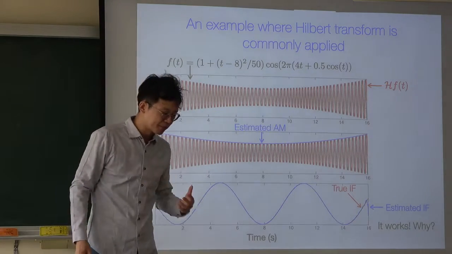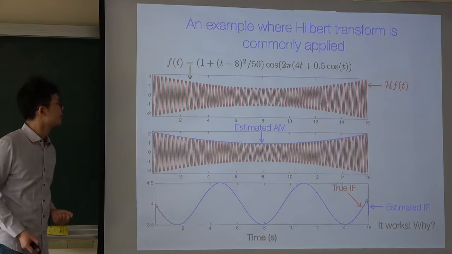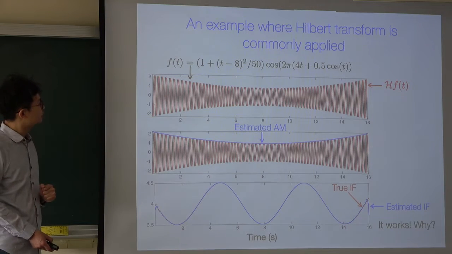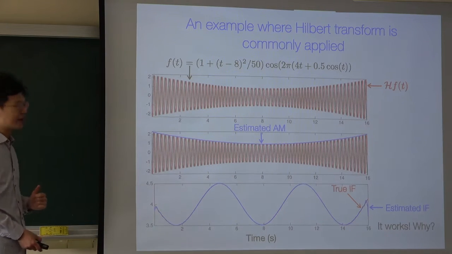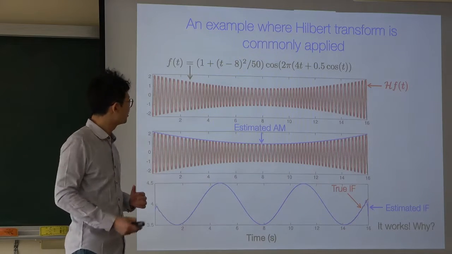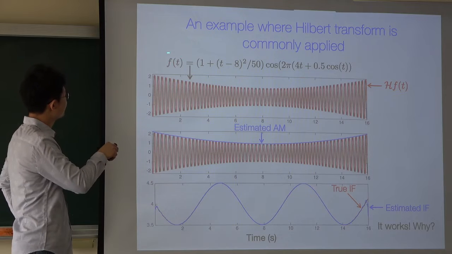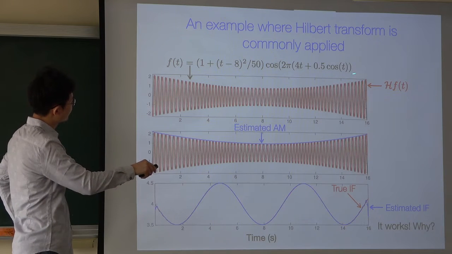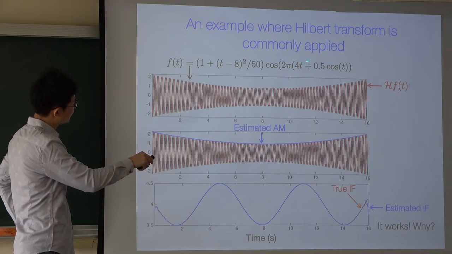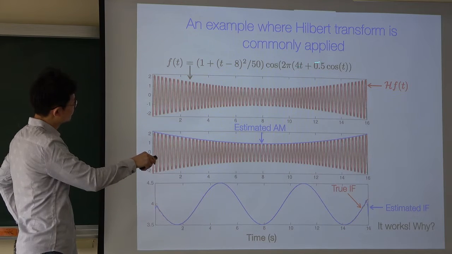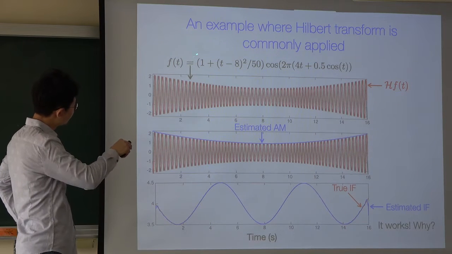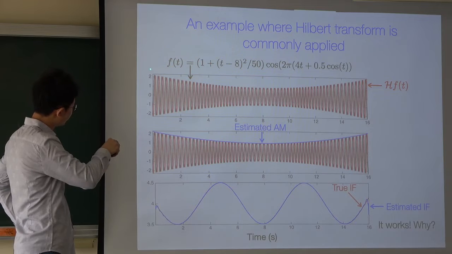Okay, so now, finally, let's take a look at an example where Hilbert transform is commonly applied and when it is useful. It can be very useful. In this example, you see f of t is a cosine function. This cosine function has some time varying frequency, and it has amplitude modulation.